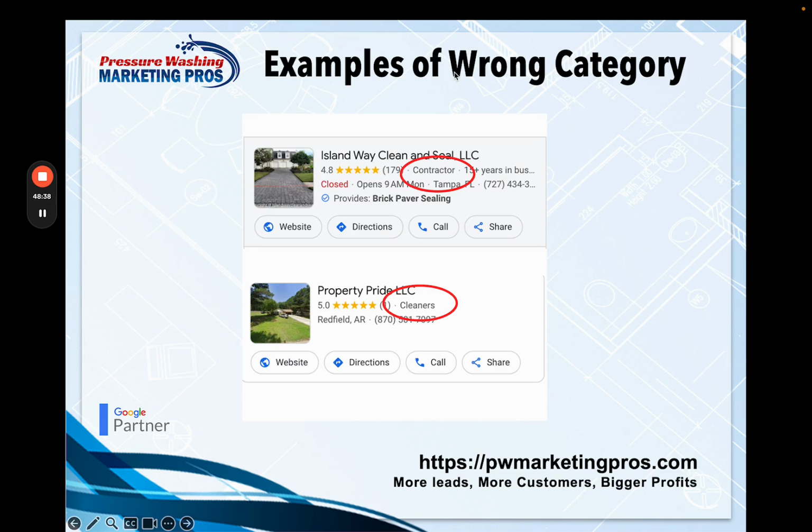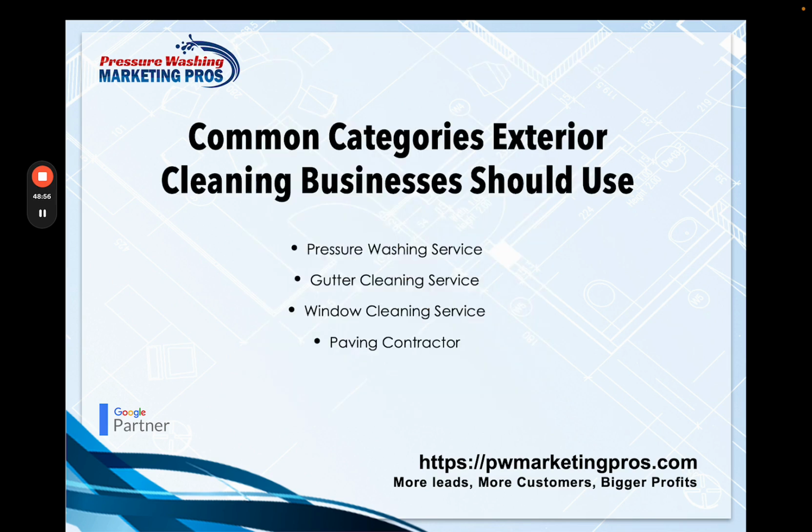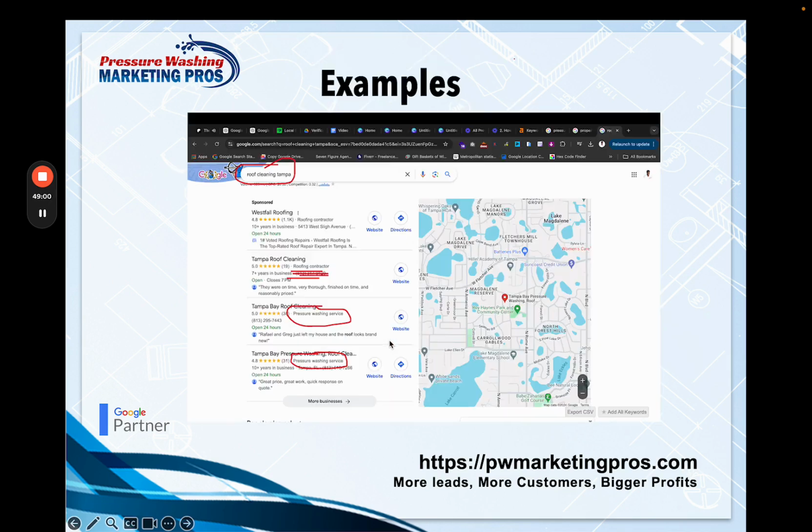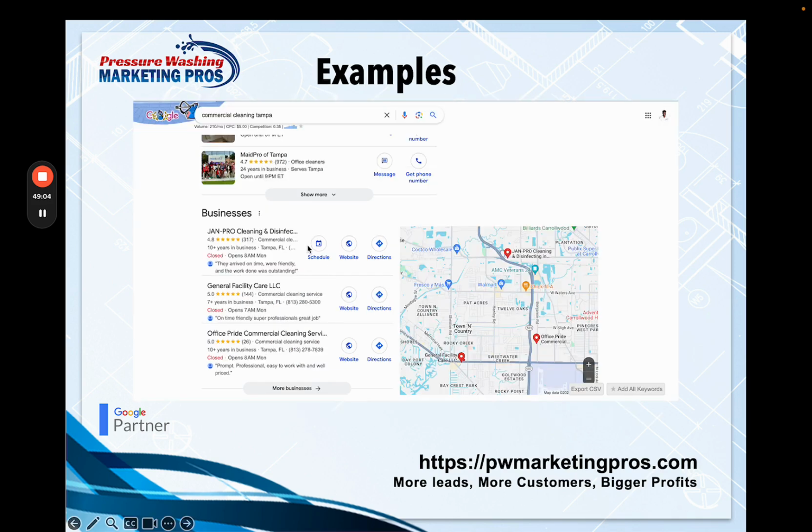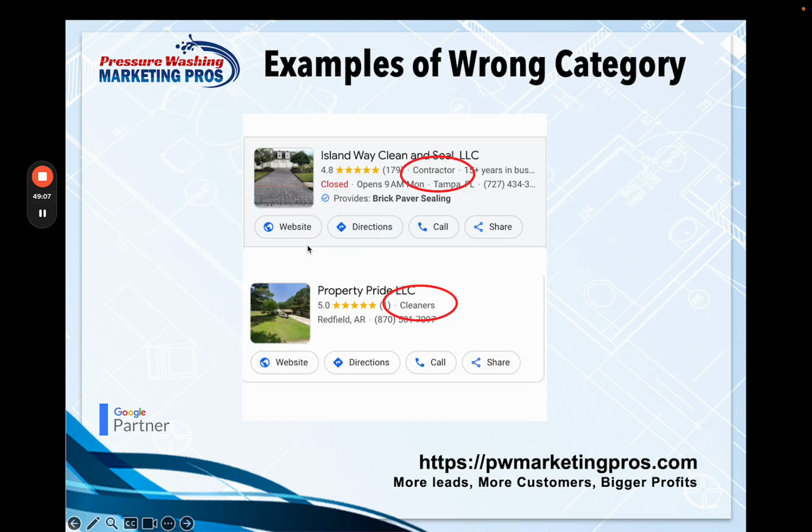So here's an example of the wrong category, guys. There's this business that does pressure washing and paver sealing. They have their category as contractor, right? That is not the best one. That's like the Italian restaurant thing I was telling you guys about. There's an actual contractor category called paving contractor, guys. You know what I mean? But yeah, there's actually a category called paving contractor, and that's what you would do.